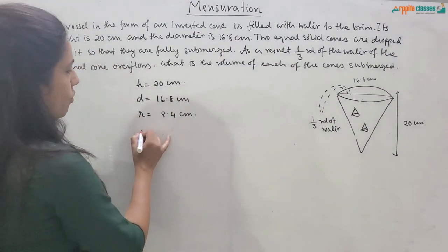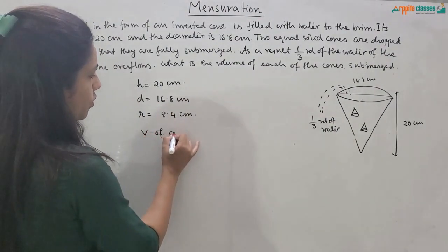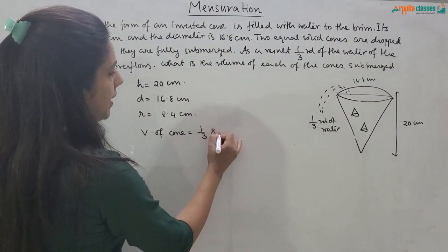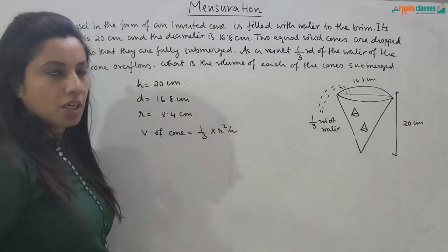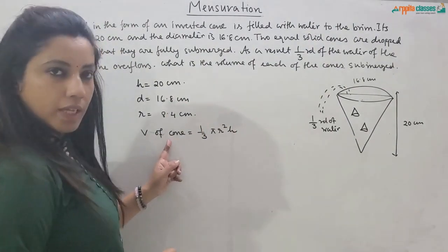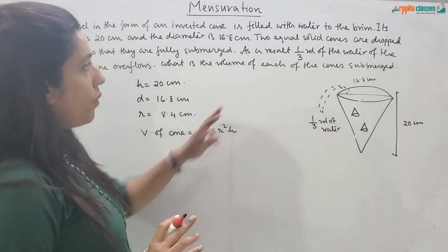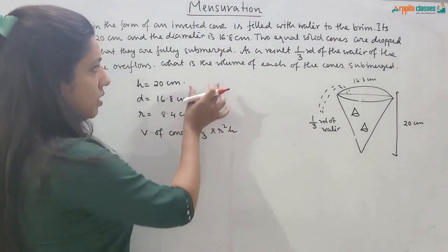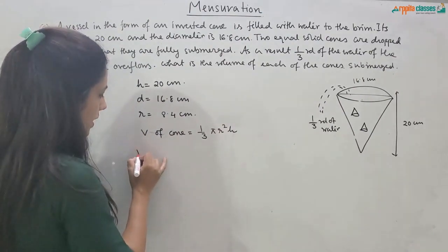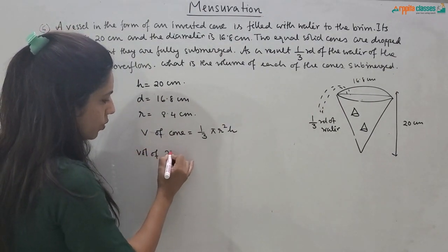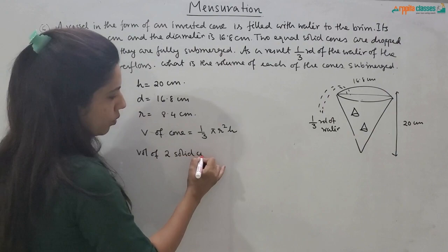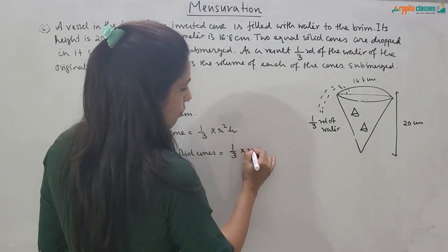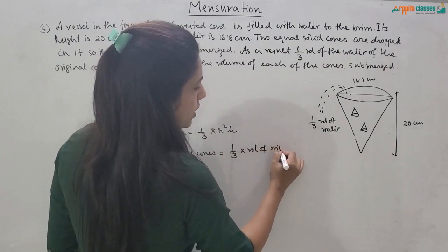Okay. So volume of cone is equal to 1/3 pi r square h. That is the volume of water inside the cone. Now 1/3 of water flows out. So that 1/3 of water is the volume of two cones. So we'll write, volume of two solid cones is equal to 1/3 volume of original cone.